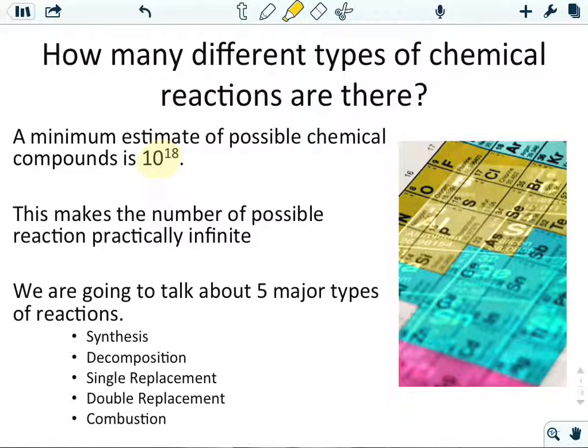We're going to talk about five major types of reactions: synthesis, decomposition, single replacement, double replacement, and combustion. The reason we have types of reactions is because we like to categorize everything as best as possible to make everything a little more manageable, because the number of possible reactions is practically infinite. So we try to box them in and put them in five types of reactions.